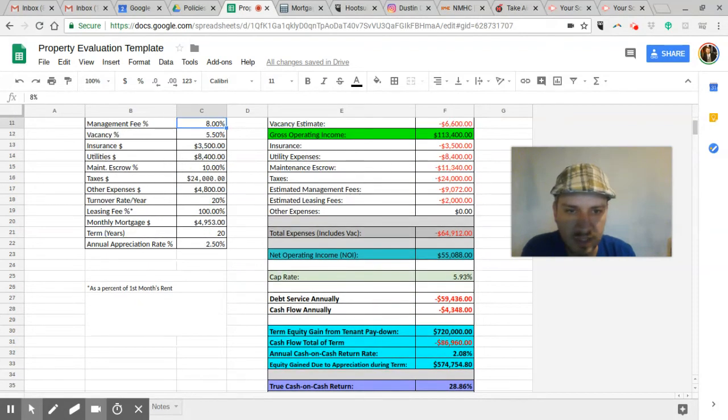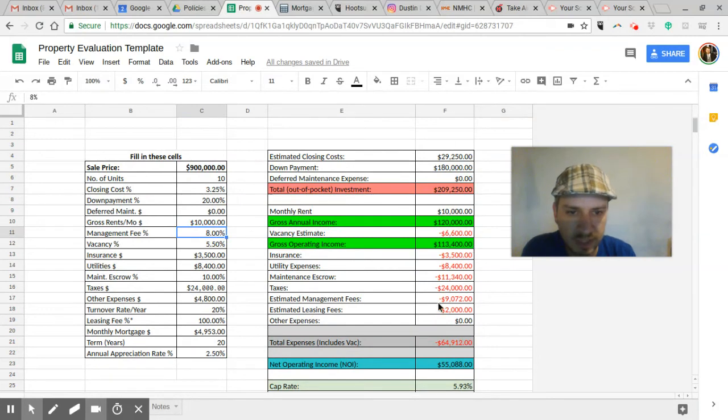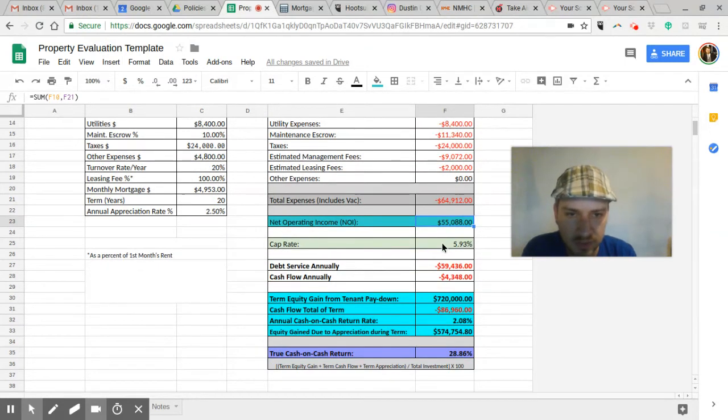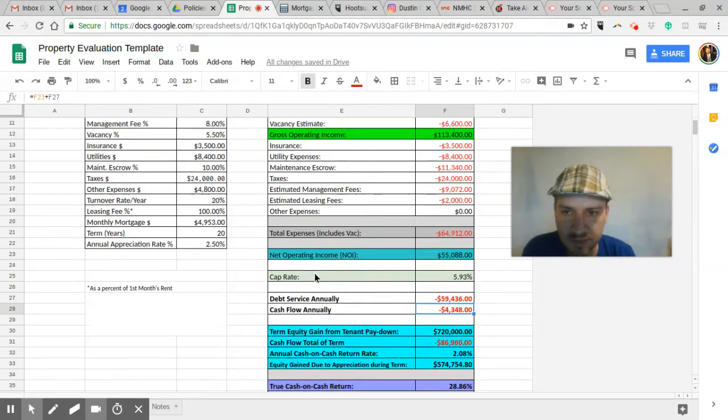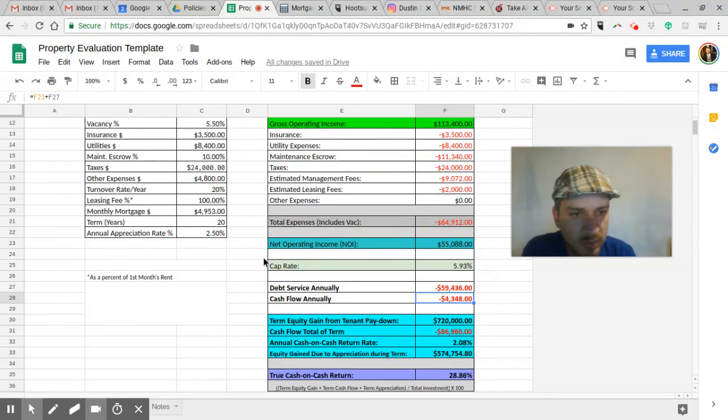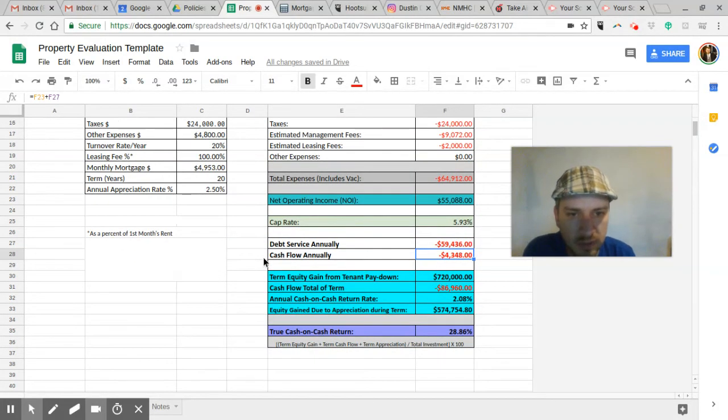So the way this works out, we look over here. It's calculating everything for us. Here's our total expenses. Here's our net operating income. Here's our cap rate, debt service annually, cash flow. This isn't such a great look at property, so we'd have to figure out, what do we have to do in order to make this property cash flow? Do we need to change the sale price? And for example, in this one, we're going to take a look.